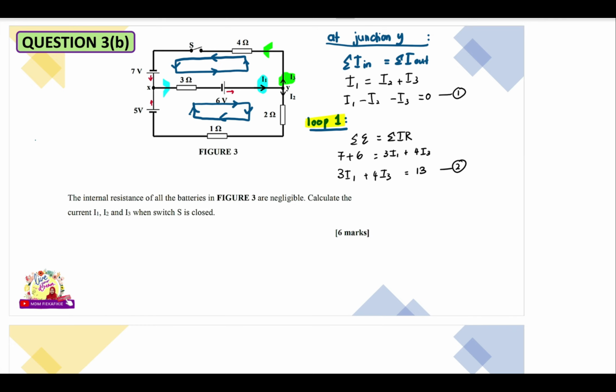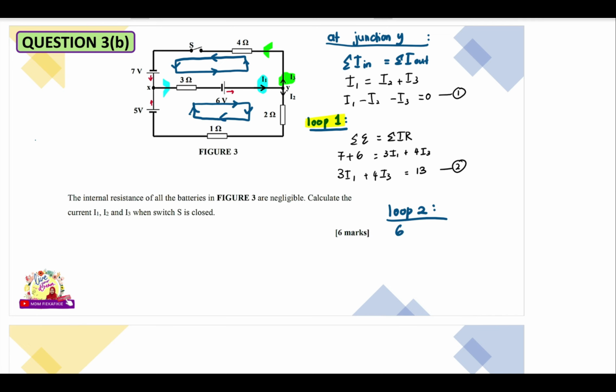Okay, and then my third equation must come out from the second loop. Loop yang kedua. Alright, so look at the second loop, sama juga. Tengok pada current. Tengok pada voltage. Okay, voltage ini 6 volt, same direction tak dengan loop? Yes, same direction. This one, same direction tak? Yes, same direction. Means that they are all positive value.